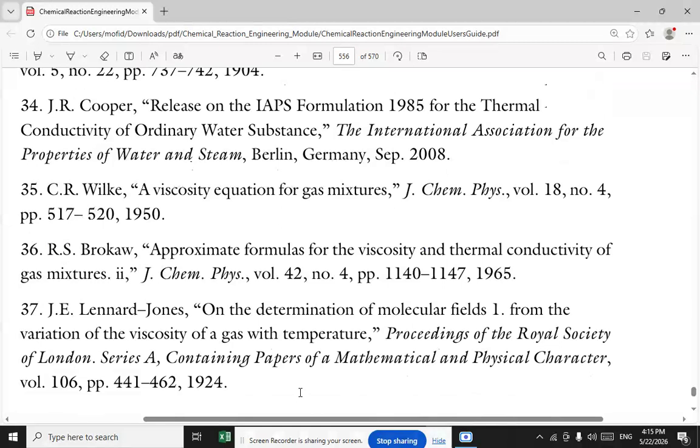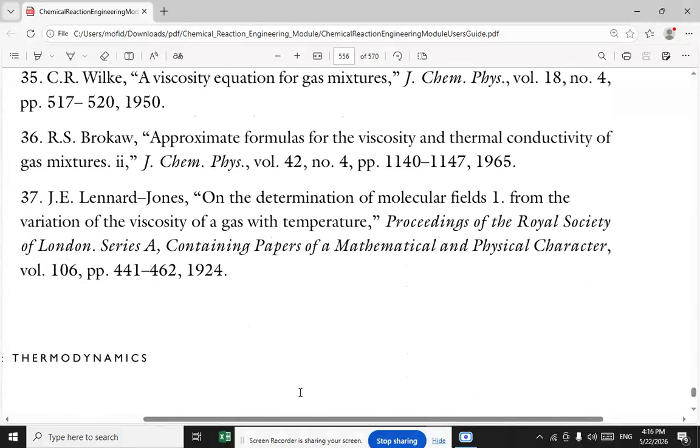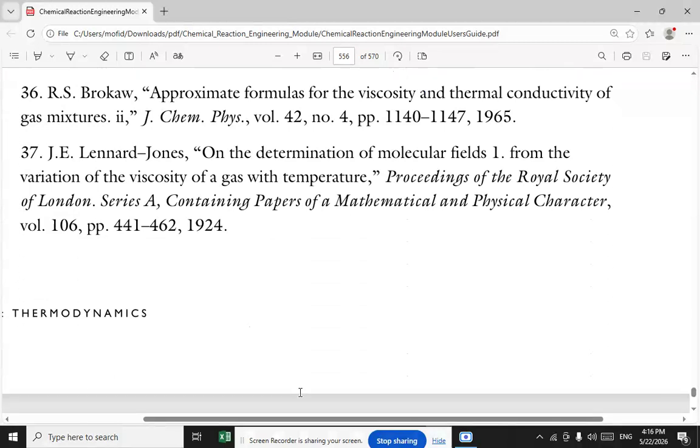The next one was written by Wilke, A viscosity equation for gas mixtures. The next one was written by Brokaw, and the name is Approximate formulas for the viscosity and thermal conductivity of gas mixtures. The next one was written by Lennard-Jones, and the name is On the determination of molecular fields from the variation of the viscosity of a gas with temperature.